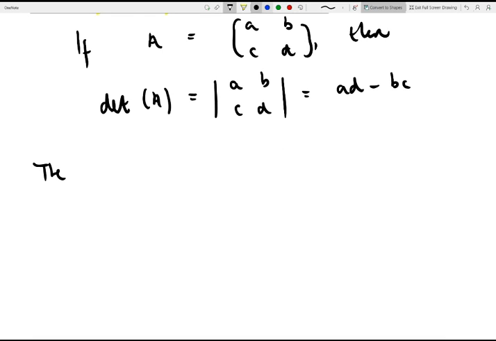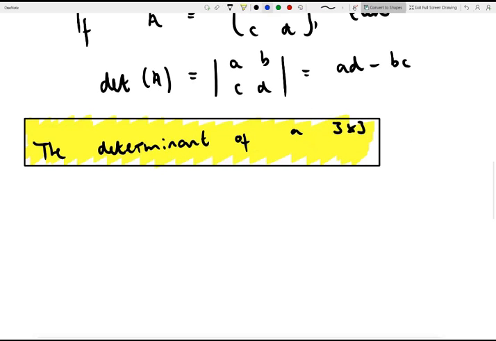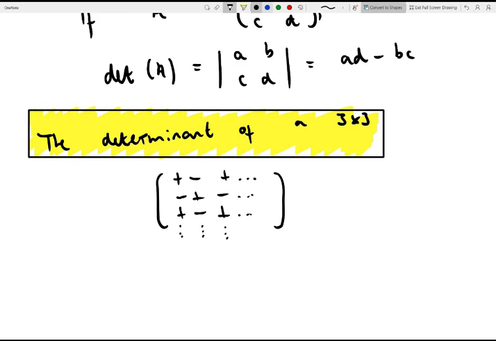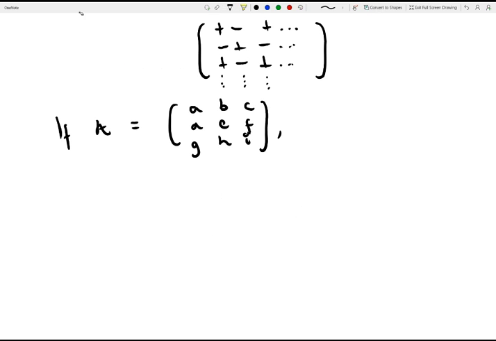And the determinant now of a 3 by 3. Well, if we consider the matrix of signs, plus, minus, plus, and so on, minus, plus, and minus, and so on, and plus, minus, plus, and so on, and down as well, then if A was the 3 by 3, A, B, C, D, E, F, G, H, and I, then the determinant or det of A.